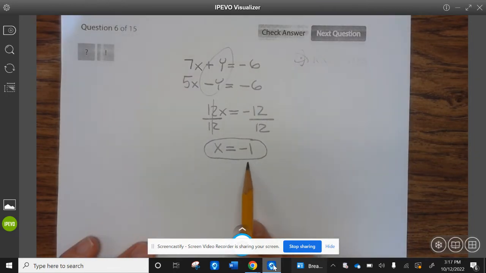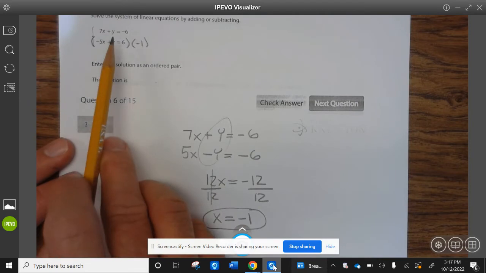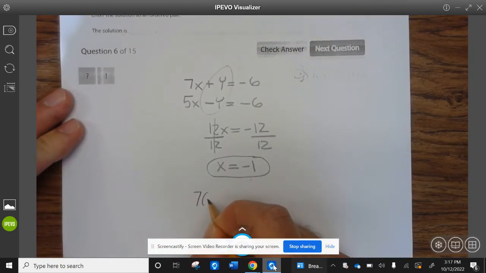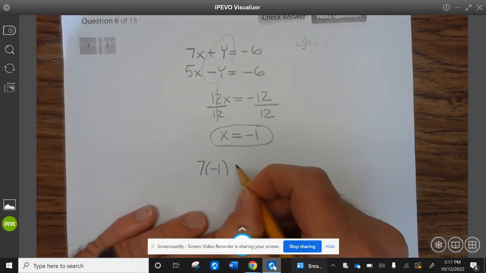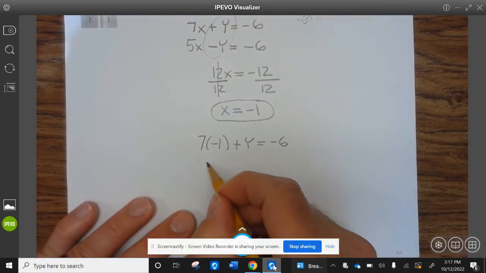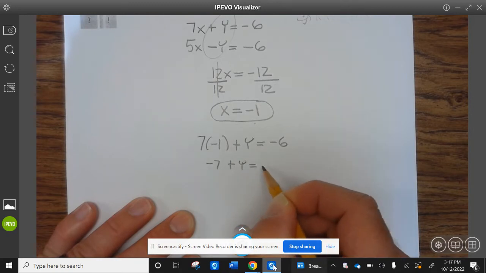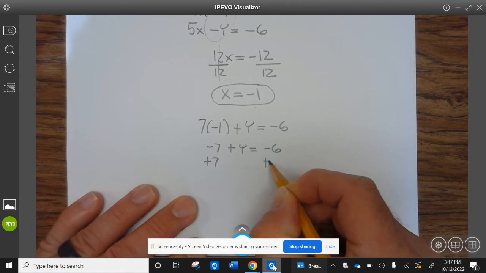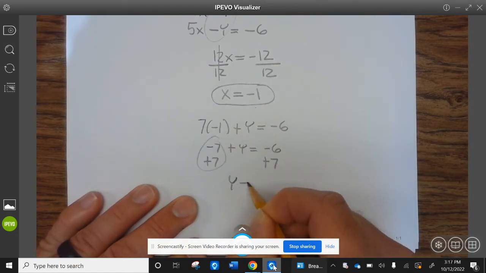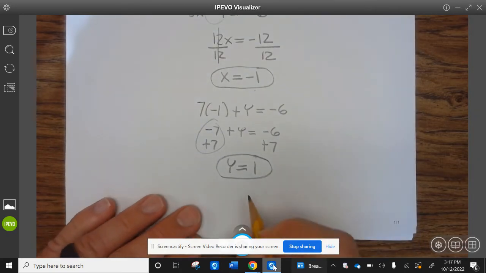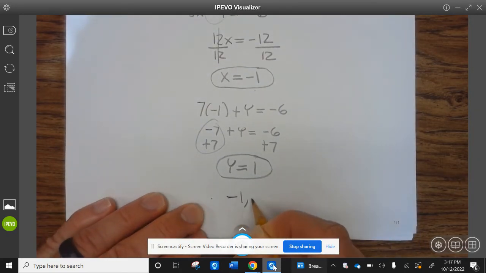Now I'm going to plug in negative 1 to either of the equations to solve for y. I'm going to plug in to the first one because there's no negatives for the x, so that might make it easier. So that's 7 times negative 1 plus y equals negative 6. Well, that's negative 7 plus y equals negative 6. We're going to add 7 to both sides. It becomes 0. You get y equals 1. So your solution is negative 1, comma 1.